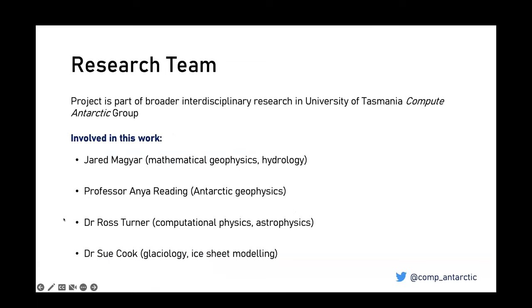As with many problems in polar science, it's a very interdisciplinary task. It crosses over many boundaries, including computational fluid dynamics, hydrology, glaciology, seismology. As such, we've assembled an interdisciplinary team to work on it.